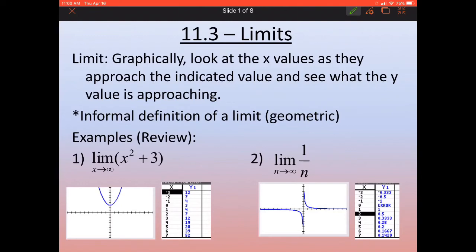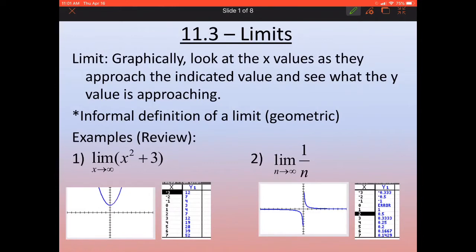Okay, so in our first video, we're going to talk about limits, and we'll start with a little bit of review because we've done limits already. So what we're doing is graphically, and there's a way we can do it with the numbers in the table, but first, graphically, we're going to look at our x values as they approach the indicated value. So whatever it says x is approaching, you want to look towards that and then see what the y value is approaching. That's our informal definition of a limit.